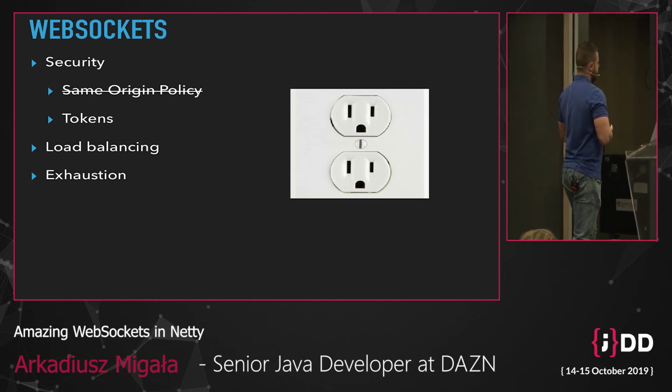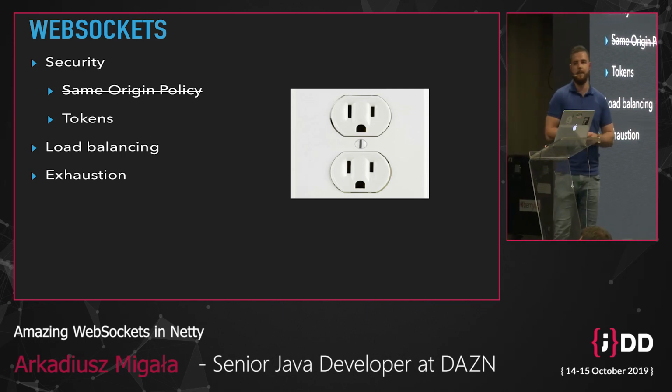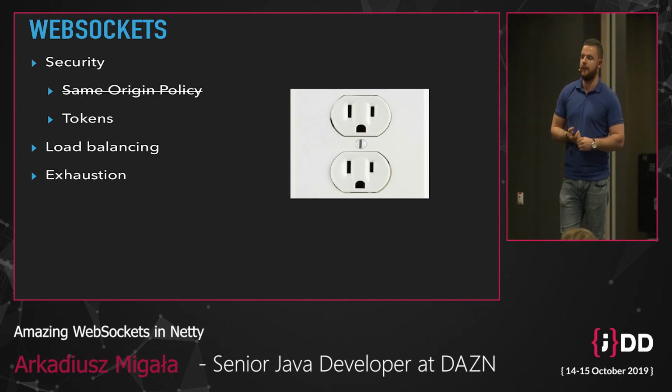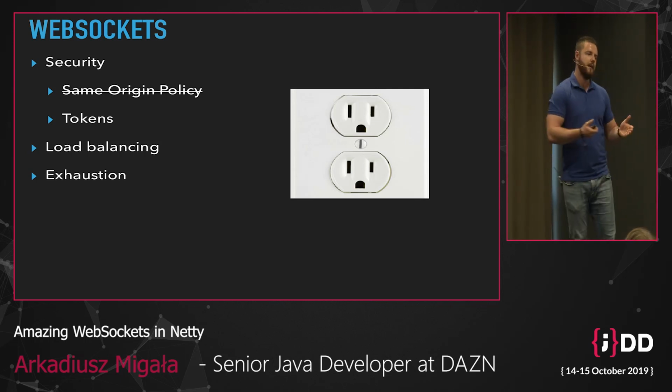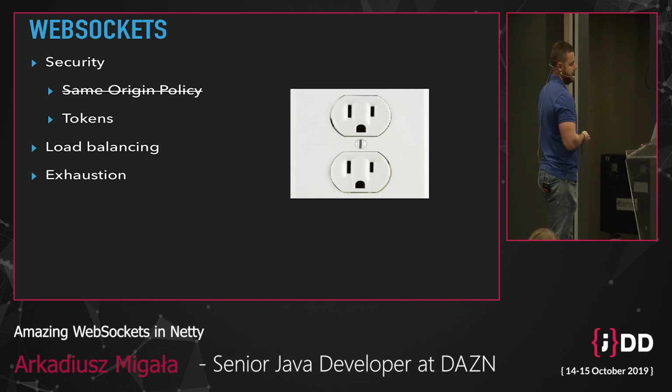But of course, there is also something like TCP connection exhaustion. If you go above 65,000 connections, that is the limit of TCP connections. So we need to be careful with reaching that limit of connections.